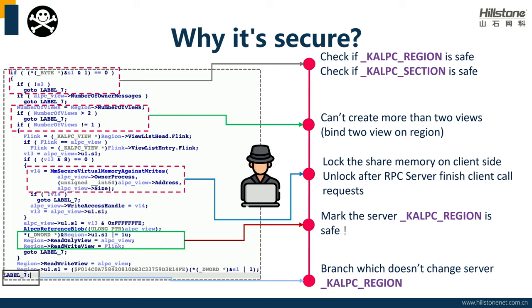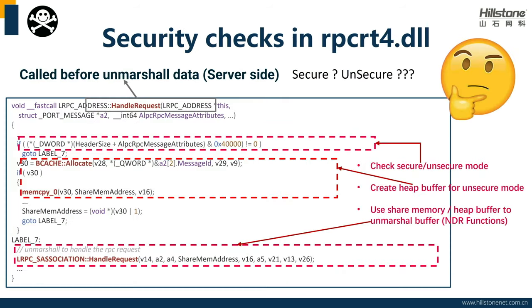When sending a message to the server, it checks the ALPC section and the region we use to send the message to see if it's safe. And the region can be bound with more than two view objects. It tries to change the attributes of the shared memory address to read only. If this step fails, the region will be marked as unsafe, and RPCRT4.dll will not use the shared memory to unmarshal on the server side.